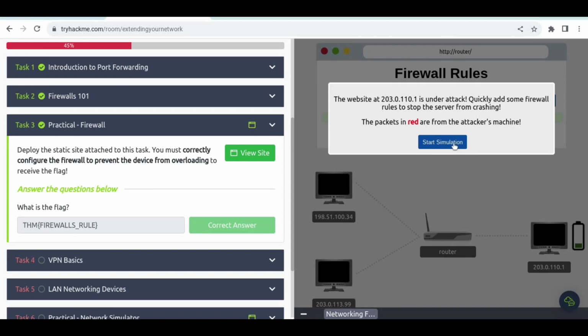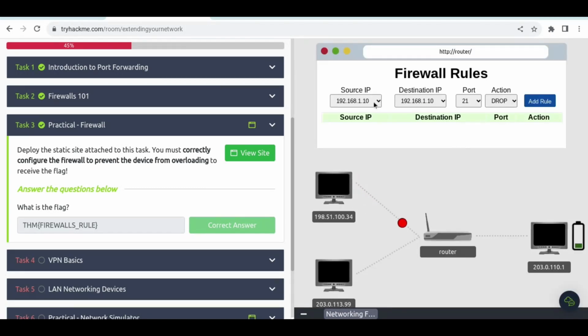So I'm gonna just show you what I did to save the machine, and if you know of a better way, just let me know. But we're gonna start already. I'm gonna add the destination IP.